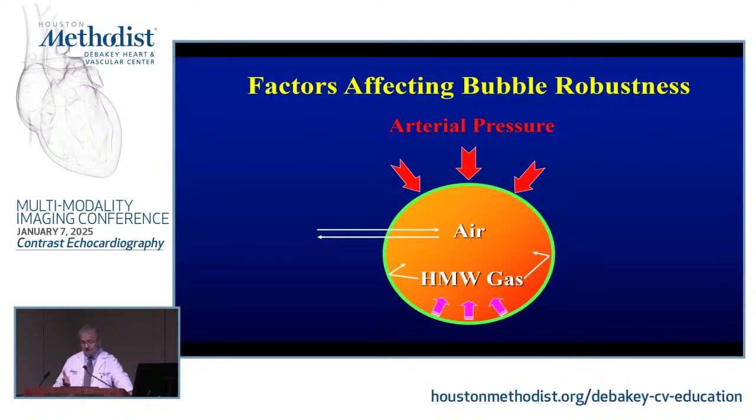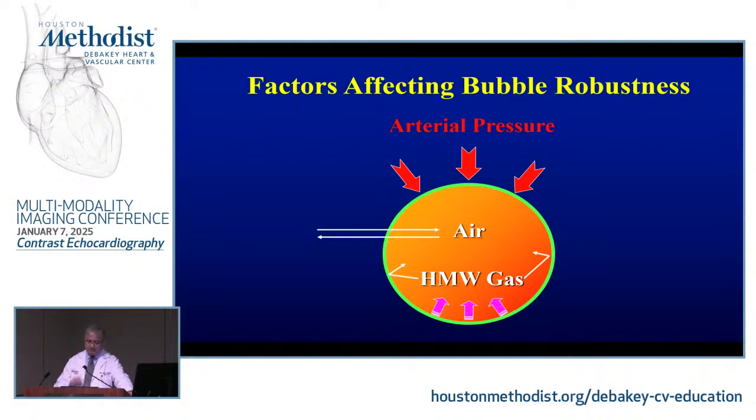So the factors that affect bubble robustness, meaning how long they last, is arterial pressure, right? So if you're in the left circulation, the early Albunex compound did not last very much in the circulation, and in every systole the contrast will be less. You don't have to worry about that because the newer agents are much more resistant.